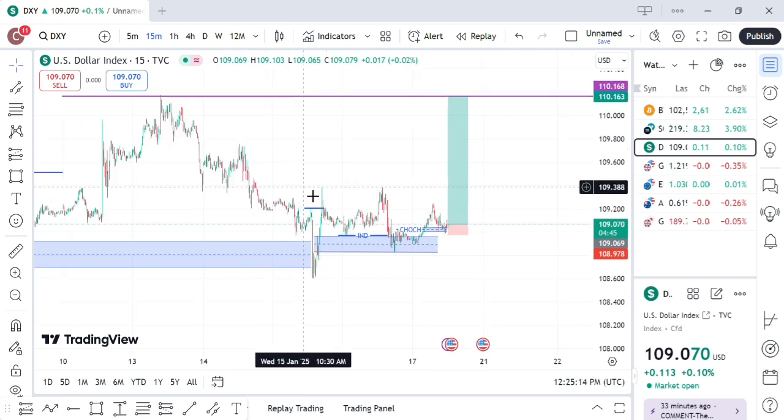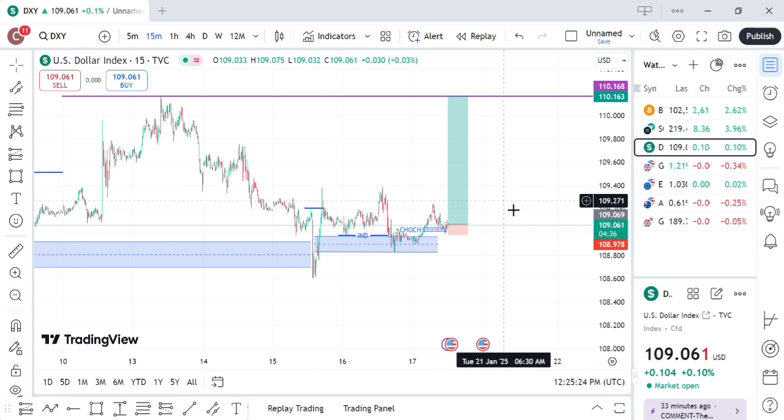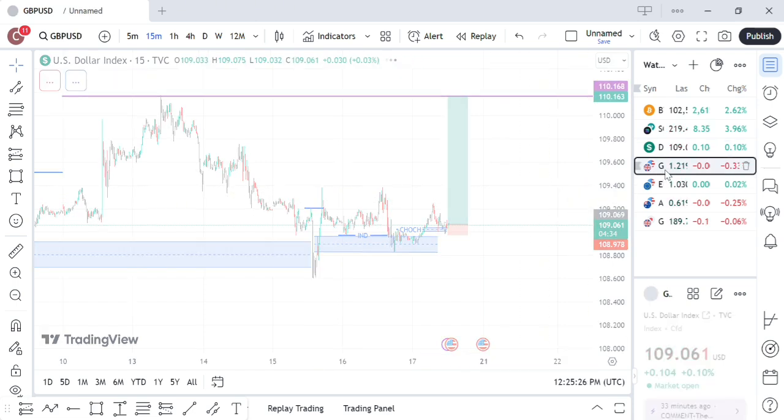All right. So now we know the direction of the dollar index, that is bullish, which indicates a bearish move on GBP, Euro, and AUD USD. So now let's move to GBP USD.